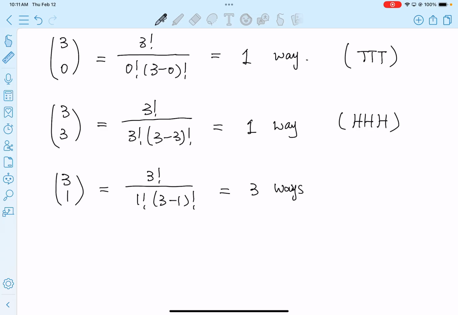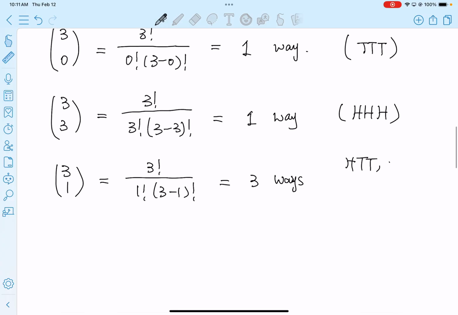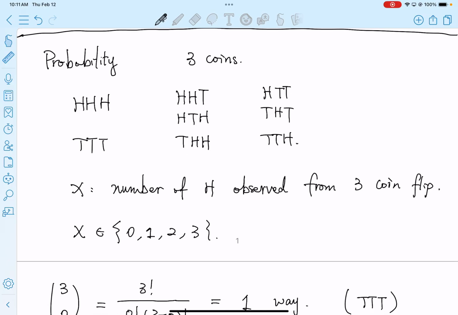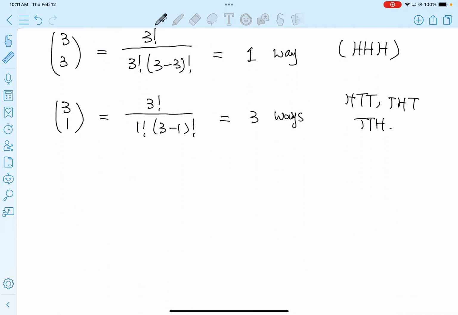Based on the table, this is the hat, tail, and then the tail, hat, and tail, and also this case. Okay, so there are 3 ways from the table if we just write down all the possible cases, and then this counting mechanism will give us 3 ways.